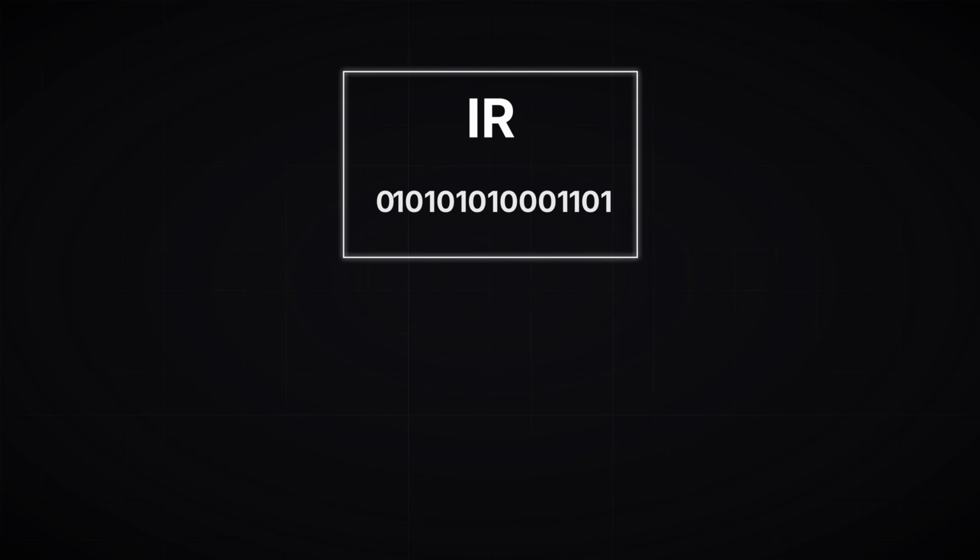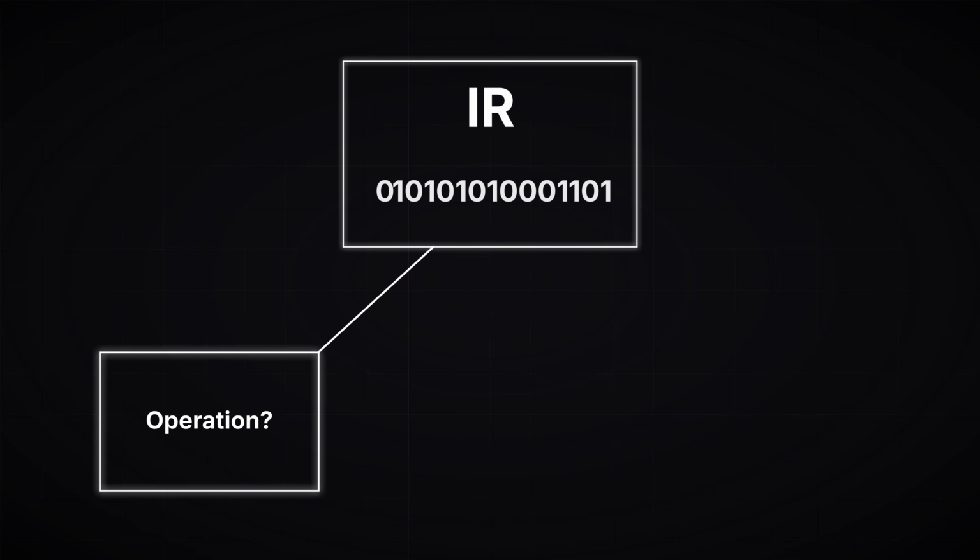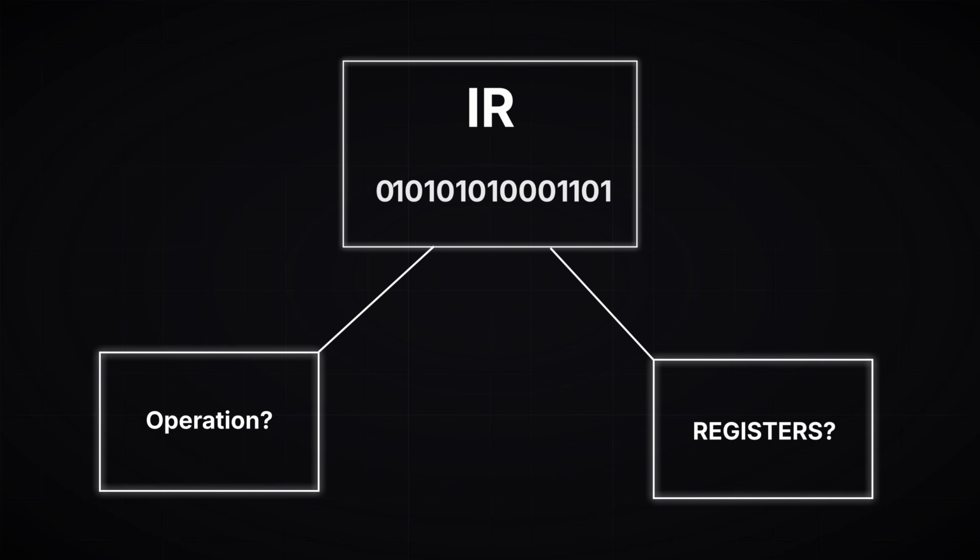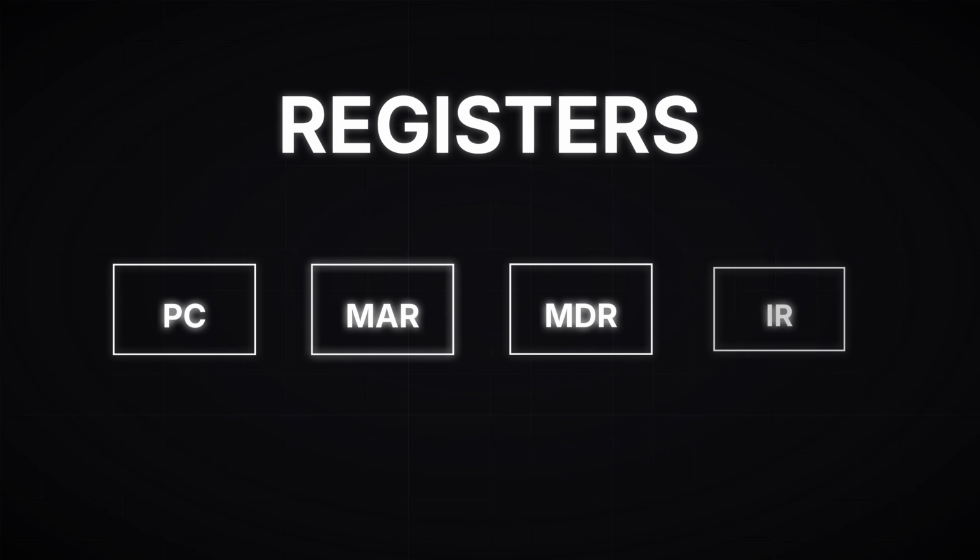The control unit has to pull out 2 things: what operation to perform and which registers to use. For our instruction, the answer is operation add and add the values in R2 and R3 and put the result in R1. You have probably no idea what R2, R3, and R1 means, so let's look at the registers we already know: the program counter, the memory address register, the memory data register, and the instruction register. Each one of these has a fixed job.